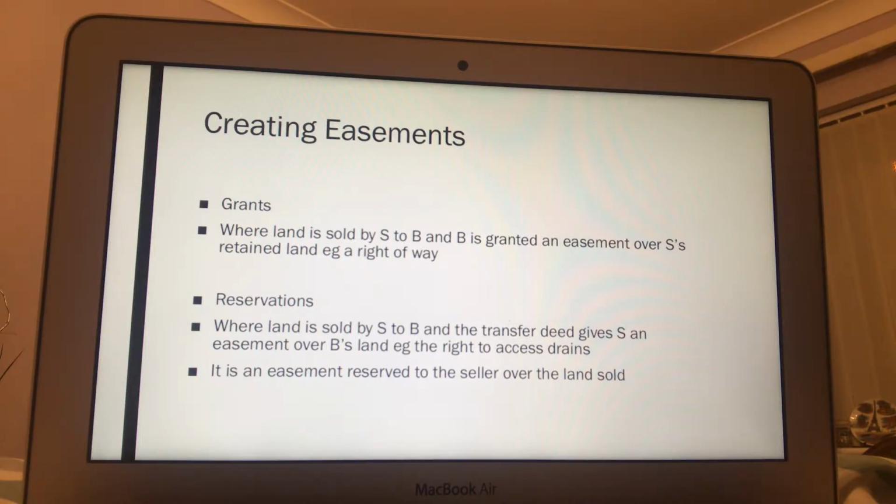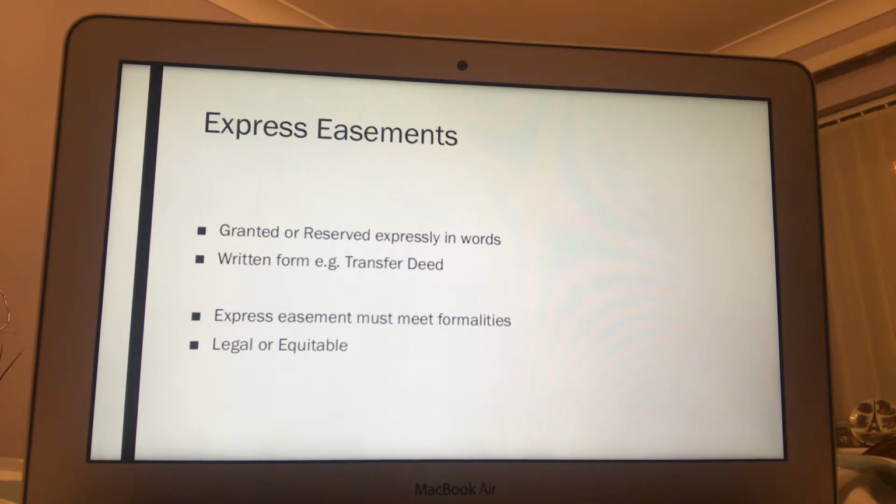There are two types of easements that can be created. The first type is an express easement. These are either granted or reserved expressly in words. This may be in a transfer deed or deed of grant, nonetheless in a written agreement. Express easements must also meet formalities, whether they be legal or equitable.